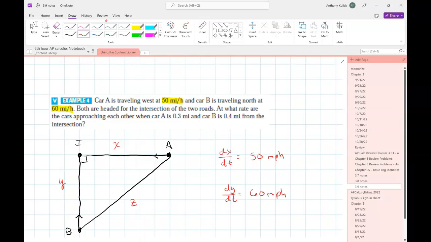At what rate are the cars approaching each other? What should I call that? That's dz dt, right? Z is the distance between the two cars. So the rate they're coming together is going to be the rate as Z is changing. What should I be expecting that rate to be? What kind of a number should I be getting there?